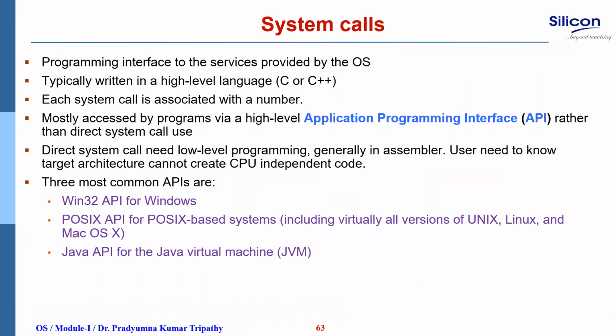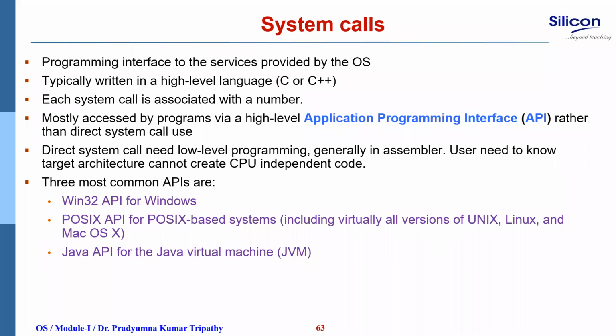Here it says, a programming interface to the services provided by the operating system. So the services by the operating system are provided by whom? Through the system calls, right? These system calls are usually written in a high level language, C or C++. Although it is said to be written in a high level language, these interfaces written in C and C++ are actually in low level language.